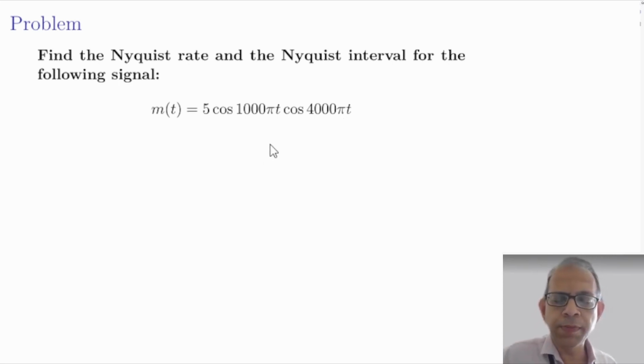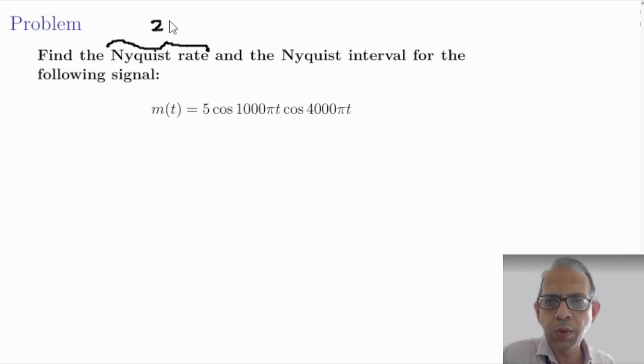Before we solve the problem, let us recall what we mean by the Nyquist rate. The Nyquist rate is given by 2W, where W is the maximum frequency of the signal, and the corresponding Nyquist interval is given by 1 by 2W.